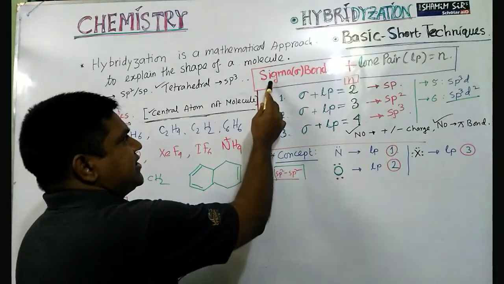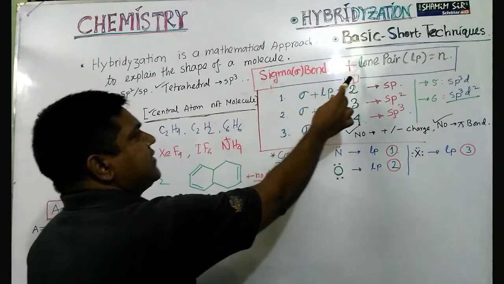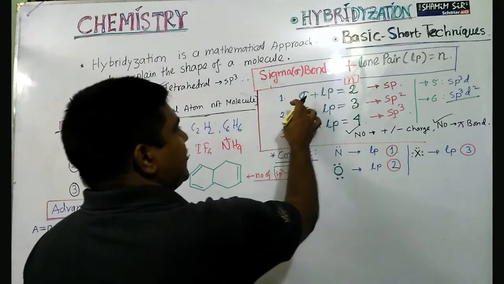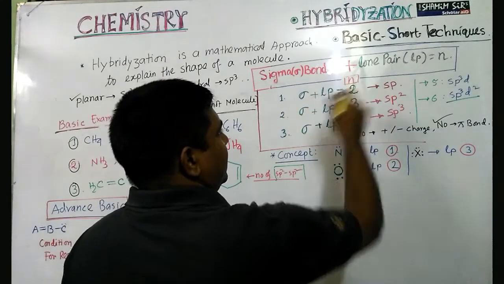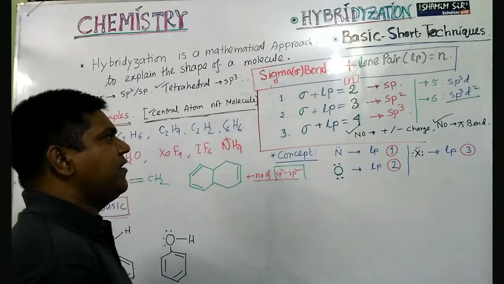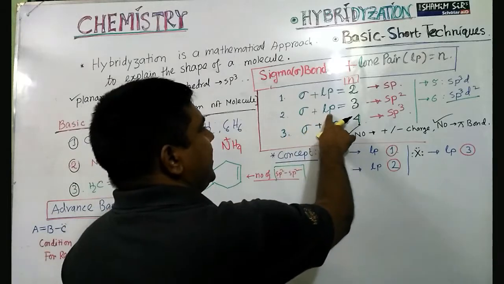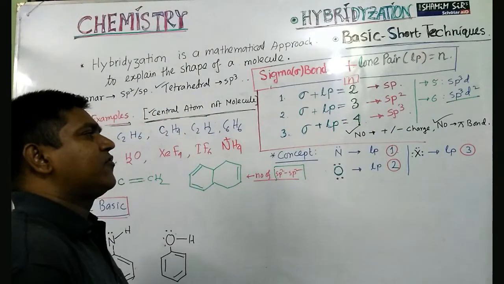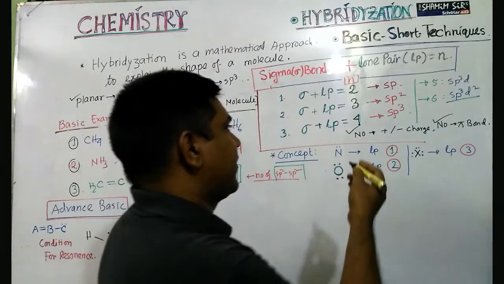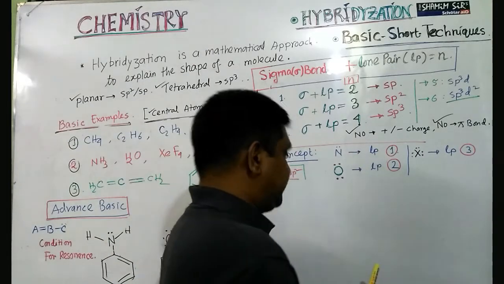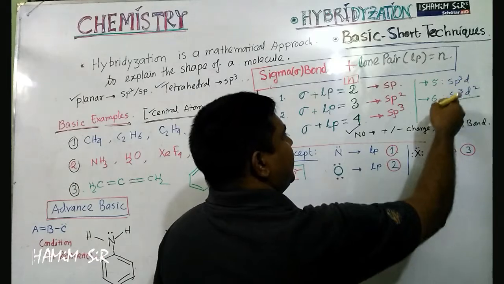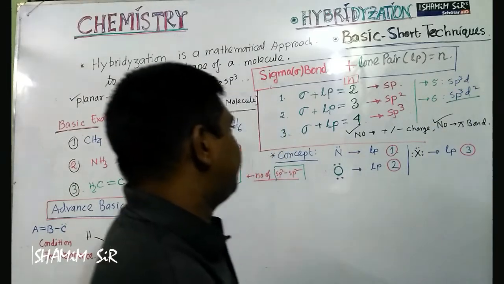I am giving a relation, quite mathematical. Let's see, sigma bond plus lone pair equal to n. If sigma bond plus lone pair equals 2, the hybridization will be sp. If it equals 3, hybridization will be sp2. If it equals 4, hybridization will be sp3. And so on. If it is 5, sp3d; 6, sp3d2.